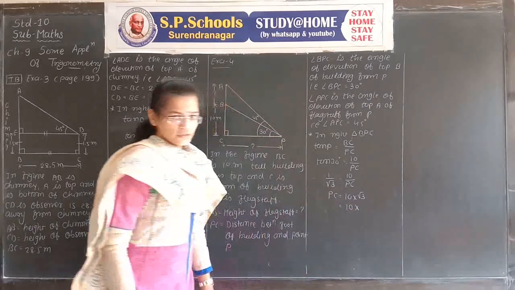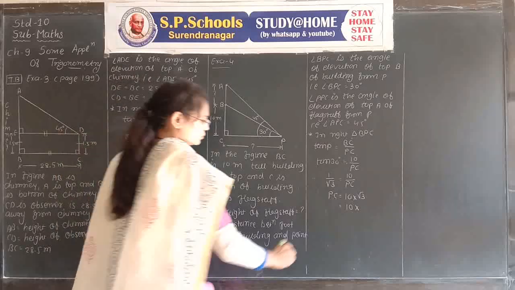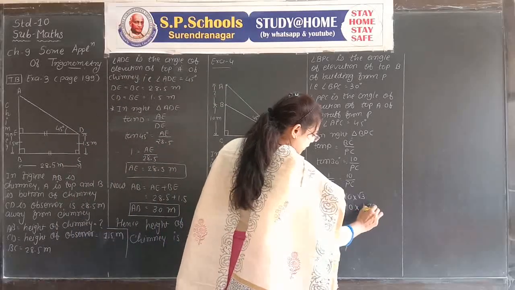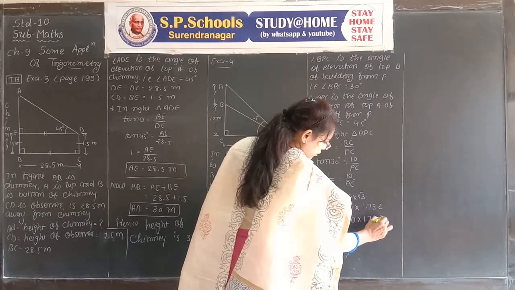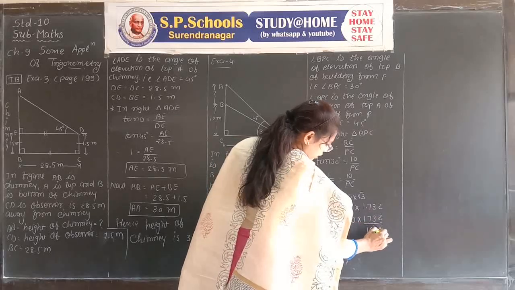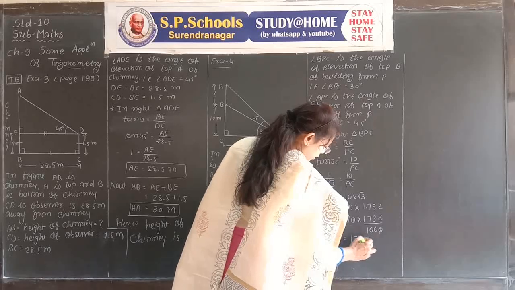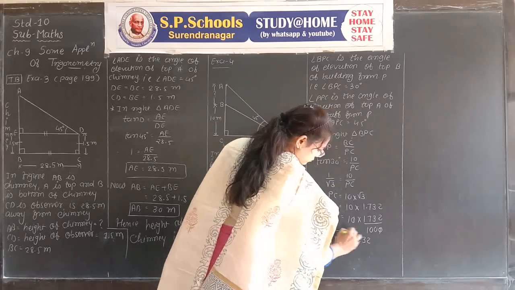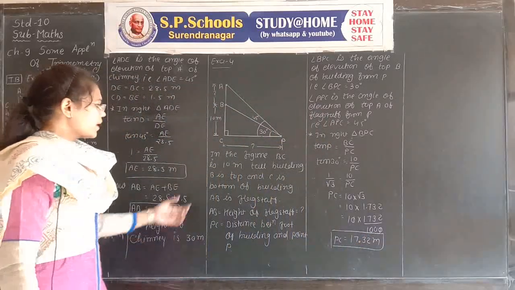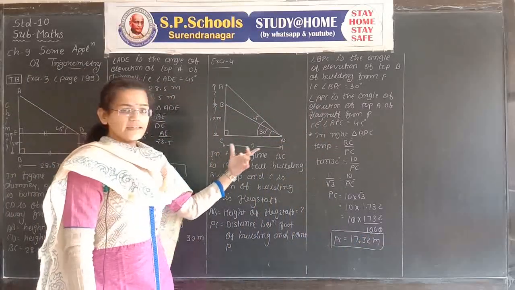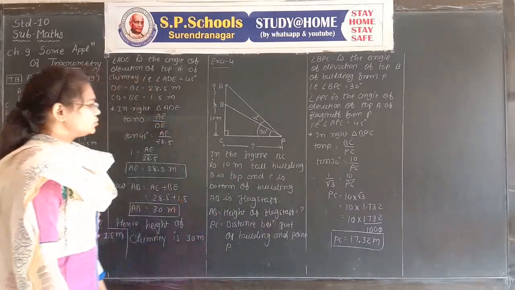Now the value of root 3 is given. The root 3 is 1.732. 10 into 1.732 gives the answer 17.32 meter. What is PC? PC is the distance between the building and the point P on ground level, which is 17.32.